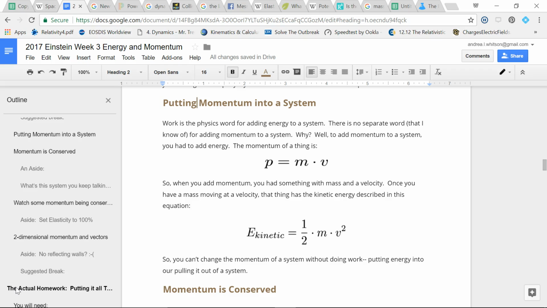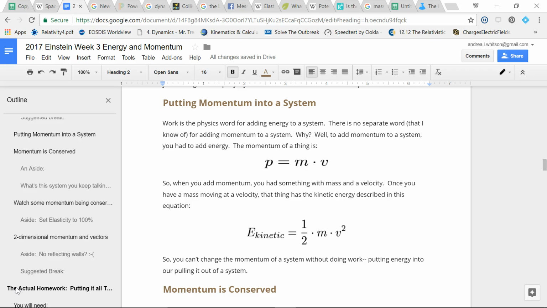There's no separate word for adding momentum to a system. The word work is a word that we use when we add energy to a system. And we're going to talk about what this system thing is a little bit down the road.